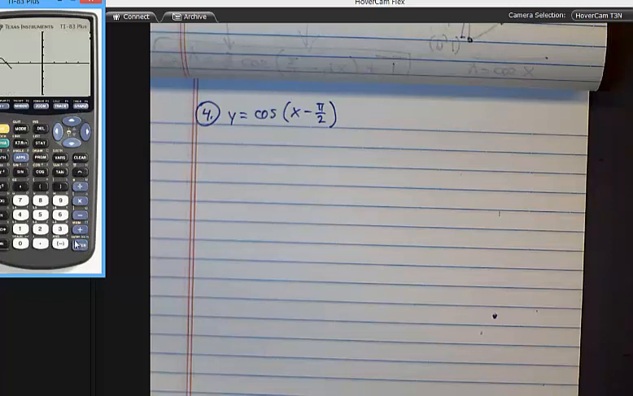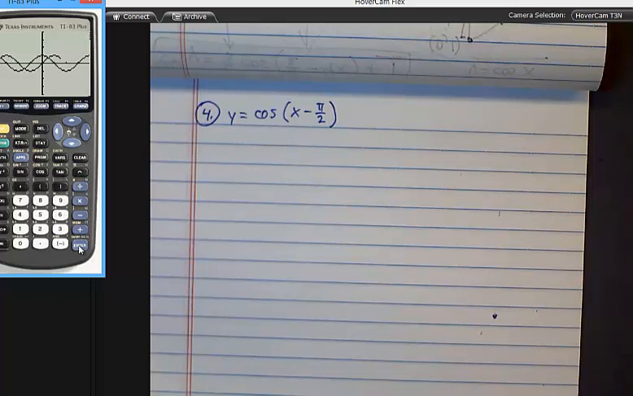Now, here's the basic cosine function. And now I'm starting to graph, what am I starting to graph now? Cosine of x minus pi over 2. Do you notice it's very similar to the one before? What's the only difference? It's a horizontal shift. Just like when you add 1 to the outside, that's a vertical shift. If you add something to the inside, or subtract something actually, that's a horizontal shift. Okay?